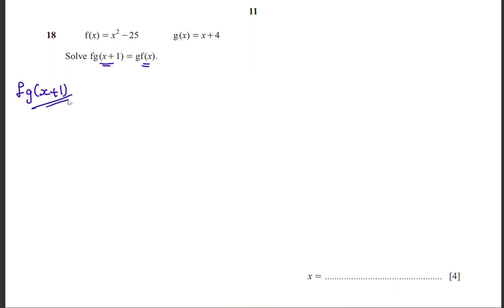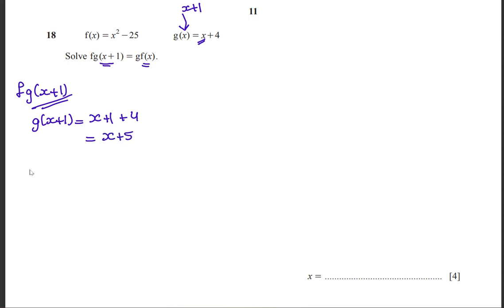How to start? First, get g of x plus 1. That means remove each x in g and put instead of it x plus 1. Remove each x in the function g and put instead of it what? x plus 1. So instead of this x, I will put x plus 1. Then plus 4. It will be x plus 5.